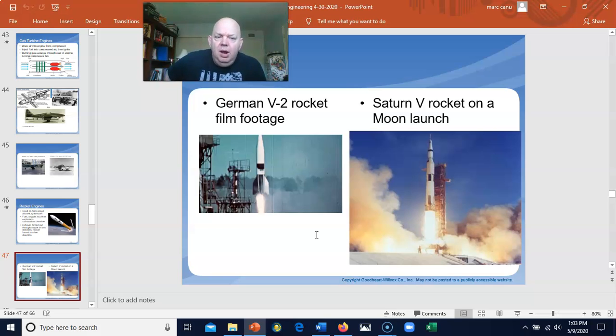So, again, comparing World War II, the Germans did develop something called the V2 rocket. This is film footage of a rocket that was being launched. Were they successful with it? There was some success with the V2 rocket. They were able to send it up very high into the atmosphere and not quite into space. It was up there for a few minutes and then it came back down.